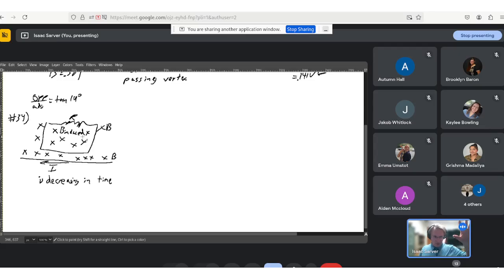Take our right hand, thumb goes in the direction of the B field, curl it around, and we find that our current to reinforce it, however, there we go, must be going clockwise. I is clockwise. Questions? Make sense?